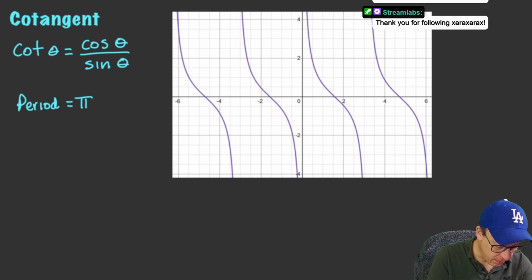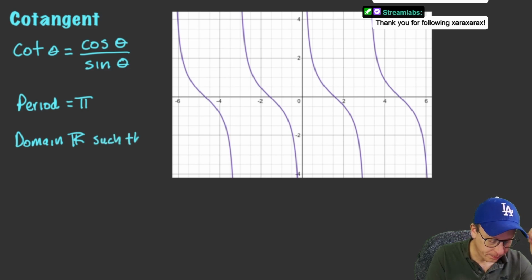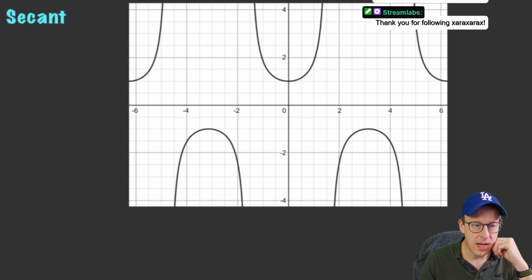And again, in a similar way to the tangent, the domain is going to be all real numbers such that theta is not equal to k times pi, where k is an integer. And that is how we're able to figure that out. Let's move on to secants.